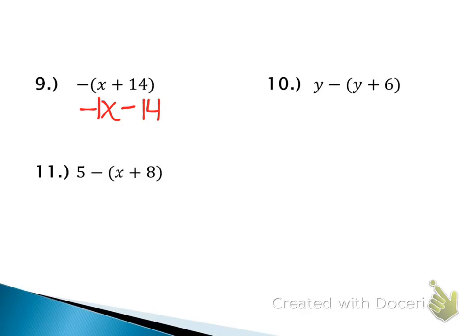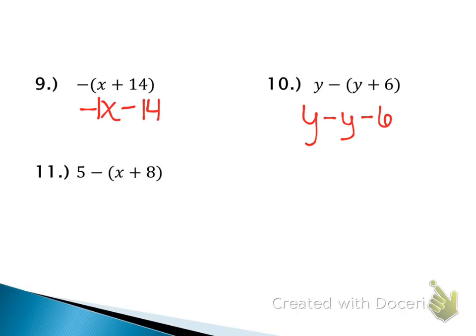On 10, we'll do something similar. The y that's out in the very front is just going to stay out in the very front for now. But we learned on our last problem that if we are subtracting a whole set of parentheses, that we're subtracting both pieces in the parentheses. So we're subtracting y and we're subtracting 6. Now we're going to combine like terms, which we haven't done a whole lot of yet this year. What terms can get combined?